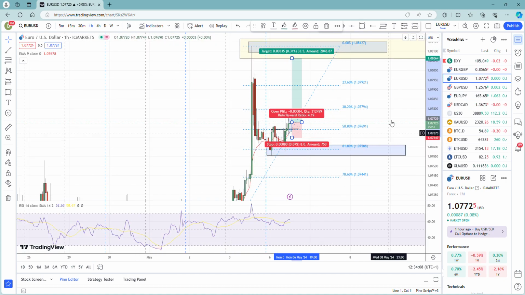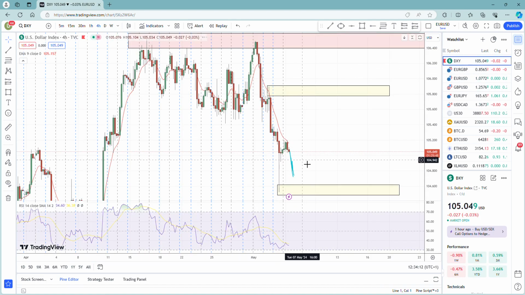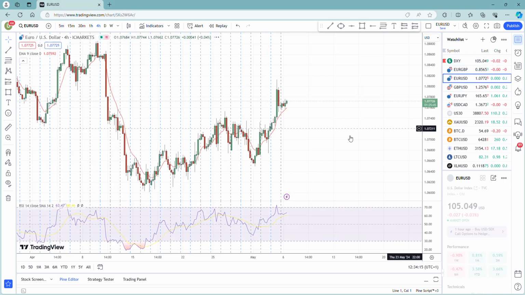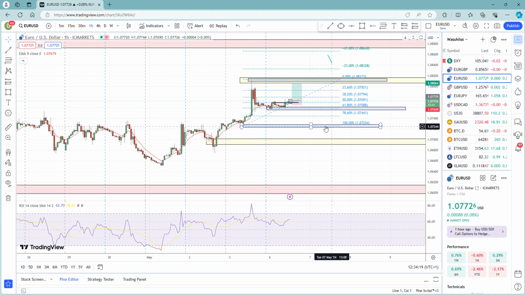Remember when I said why we're buying EURUSD today? Dixie's going down, DXY is going down. Dixie's going down to this level here. EURUSD, it's going up to this level here. I'm pretty certain, I'm pretty confident.